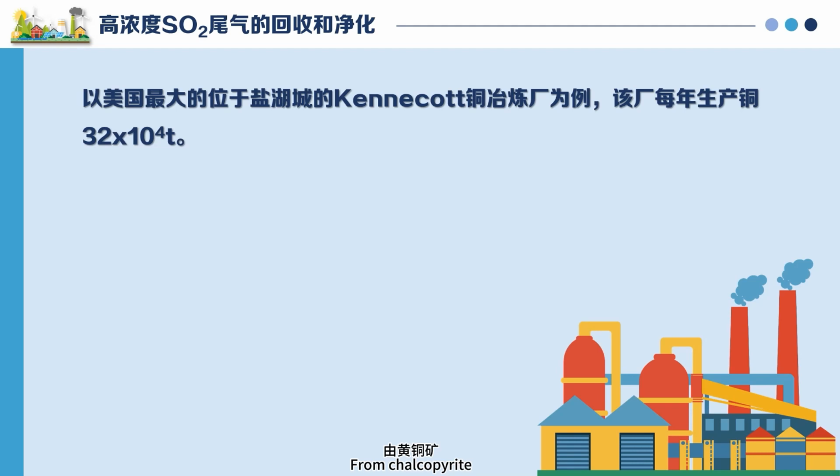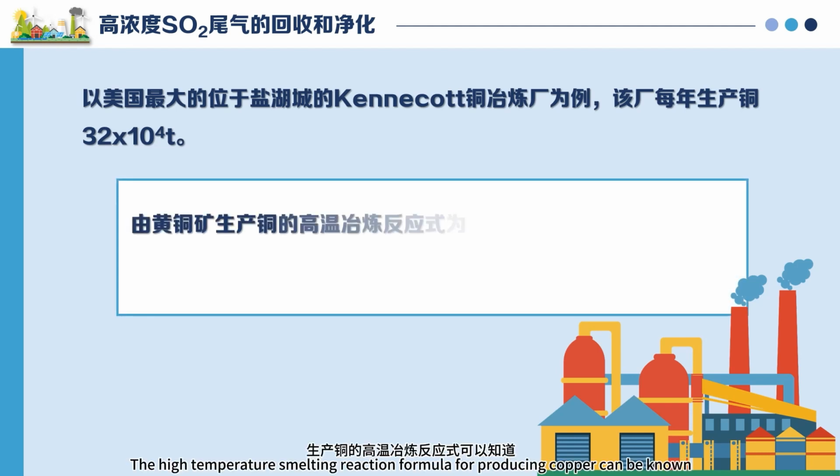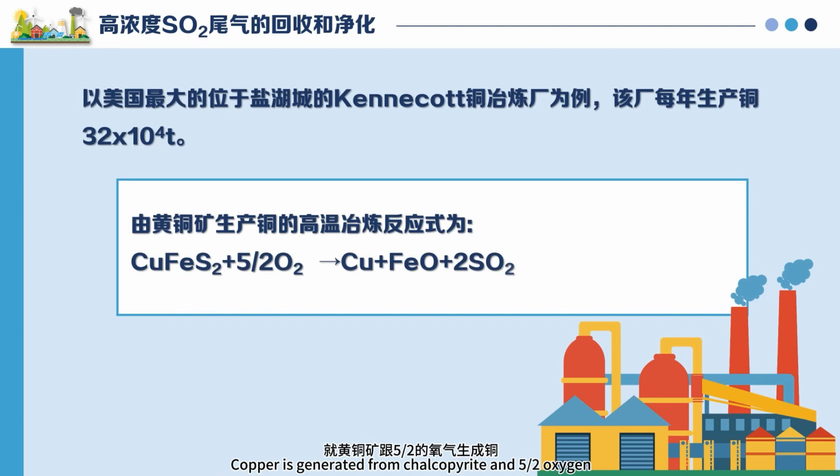From the high-temperature smelting reaction formula for producing copper from chalcopyrite, copper is generated from chalcopyrite and 5/2 oxygen, along with iron oxide and sulfur dioxide. Visibly, every mole of copper produced will simultaneously produce 2 moles of sulfur dioxide. In this way, every year about 65 times 10 to the fourth tons of sulfur dioxide will be produced. If the sulfur dioxide tail gas is not treated and directly emitted, its emissions would account for 3.2% of the total annual sulfur dioxide emissions of the United States.